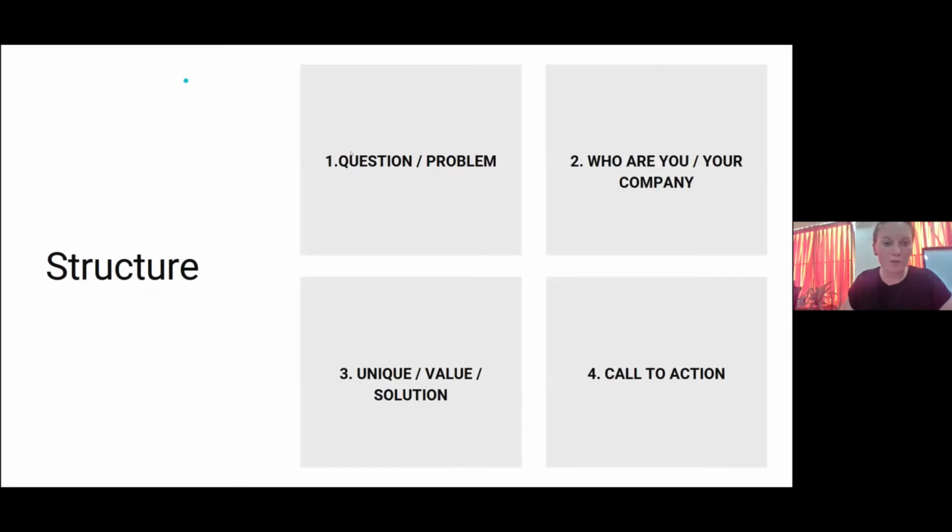Now it's going to be very interesting because we are looking at the structure. There are many different ways you can start the elevator pitch or structure it, but I'm just going to present one version of structure, which is, in my opinion, very suitable for people who are just starting to pitch a project.